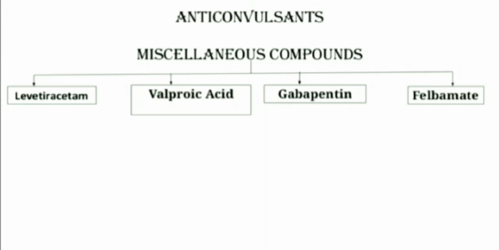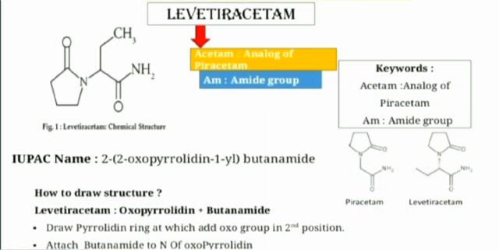Then the first structure is levetiracetam. The name levetiracetam indicates the structure of the drug. Acetam indicates the analog of piracetam, and am indicates the amide group. So these two are the keywords for the structure of levetiracetam. If we observe the structure of piracetam as well as levetiracetam, we see that the structures are almost the same.